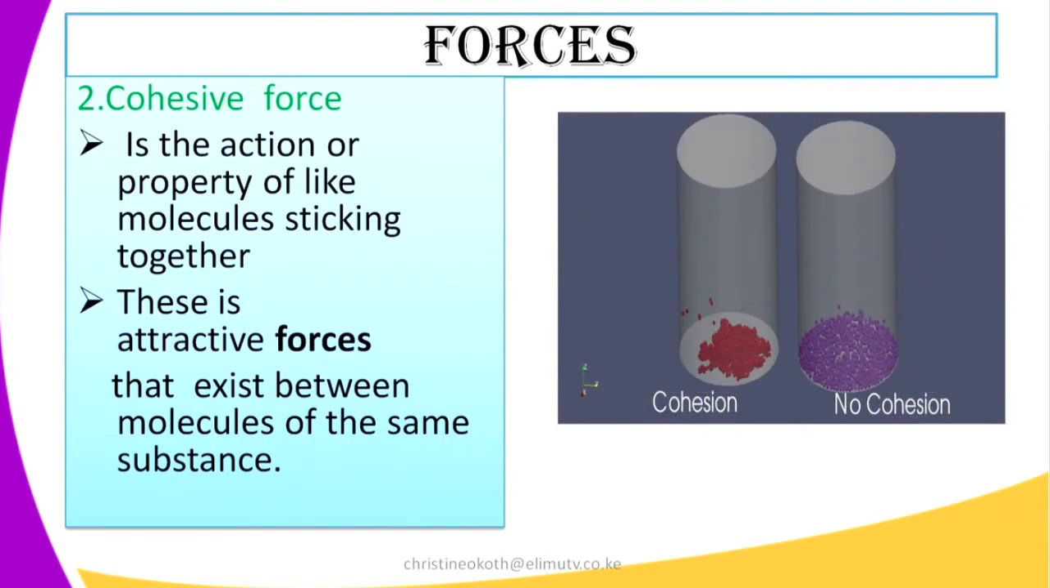Let us look at an illustration. For example, I have two tubes with molecules here. The first one shows the cohesive force because the molecules are going to stick together. They are molecules of the same substance. In the second tube, there is no cohesion observed because these molecules are not going to stick together. They will just remain the same. So in tube A, there is cohesive force. In tube B, there is no cohesive force.